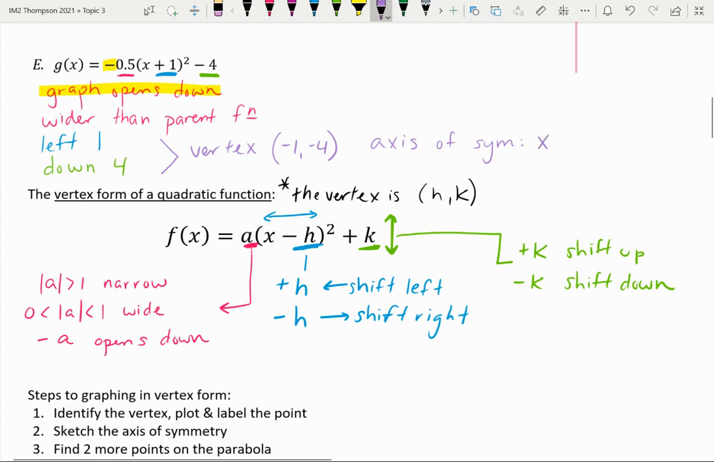And the axis of symmetry is always x equals the x value of my vertex. So x equals negative 1. So all of that describes the transformation. It also states the vertex and the axis of symmetry. Putting together pieces.